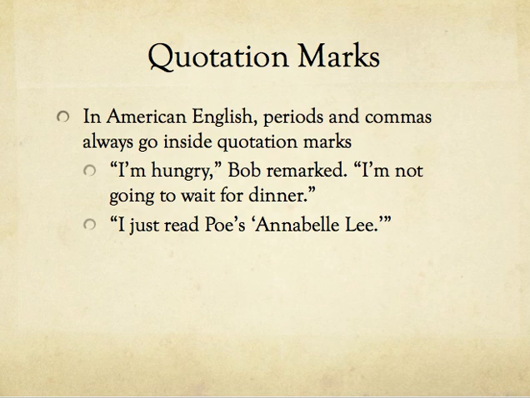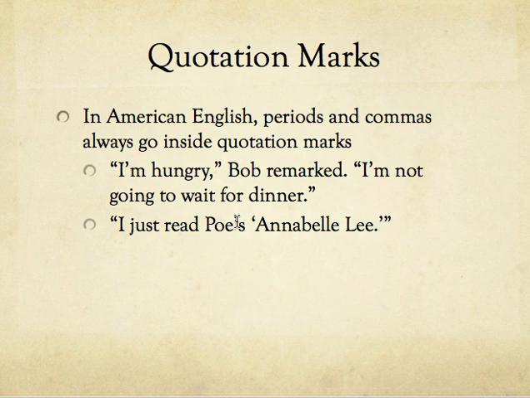We look at the example down below. The first one we see, "I'm hungry," comma, then the close quotation mark, Bob remarked, period, and then a new quotation, "I'm not going to wait for dinner," period, close quotation mark. Or in the bottom one, "I just read Poe's 'Annabel Lee.'" You'll notice we have three instead of two at the end there. That's because "Annabel Lee" is the title of a poem, and poem titles usually go in quotation marks as well.